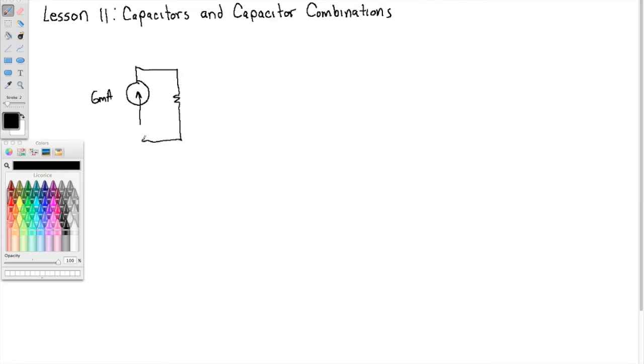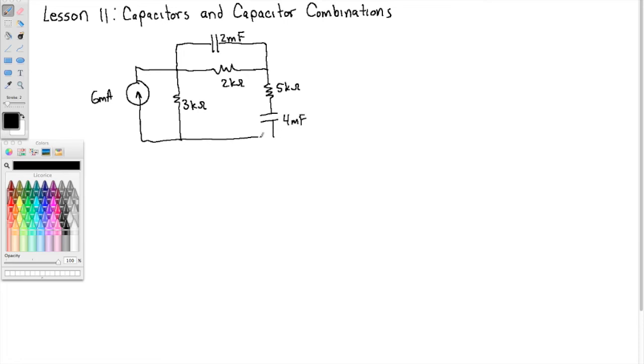All right. So, for example, let's consider a 6 milliamp source in parallel with a 3 kilo ohm resistor, a 2 kilo ohm resistor, and a 2 millifarad capacitor. And we'll have a 5 kilo ohm resistor there and a 4 millifarad capacitor here. And that branch in parallel with a 4 kilo ohm resistor.